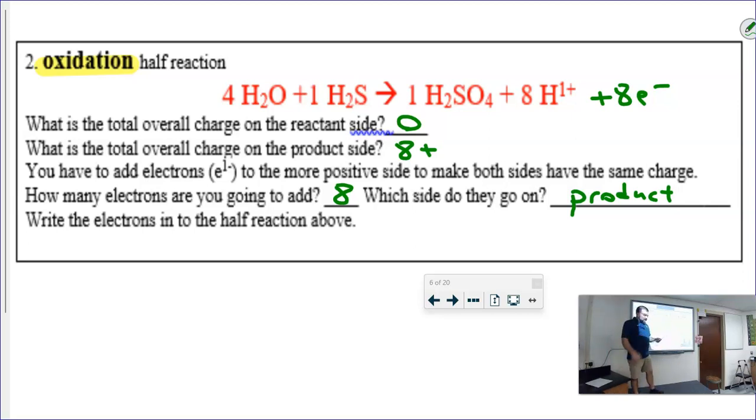All right, so one comment about number 3. Number 3 is reduction. Now, reduction is just the opposite of oxidation. So when you try this problem and go through the rest of the worksheet, if it's reduction, the only difference is that now your reactant side is going to have the more positive charge. So when you add your electrons, where are they going to go? They're going to be added to the reactant side in problem number 3.